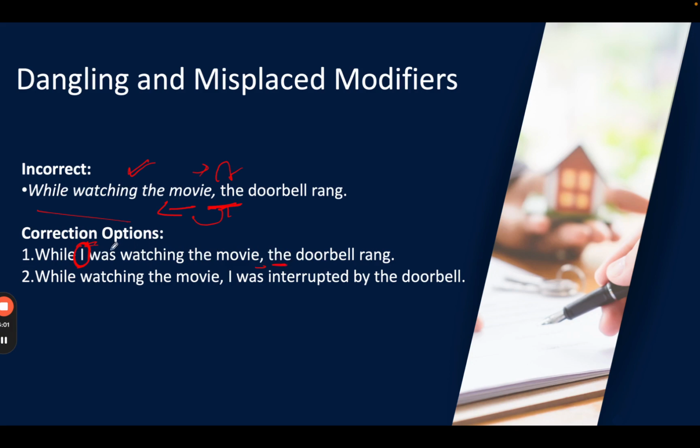Now the sentence that the correction that I was referring to, let's look at a correction on that. While watching the movie, comma, I was interrupted by the doorbell. Now it's clear who was watching the movie, that was I. So two ways you can correct this error.